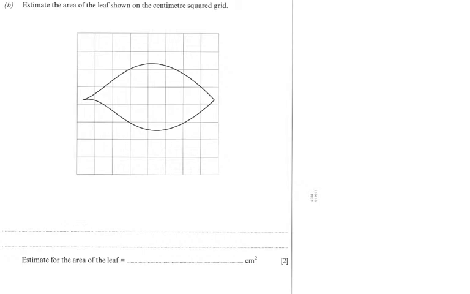And the rule is that you only count a square if it is half or more. Okay, don't put any squares together to try and make one. You count it if it's half. You don't count it if it's less than half.